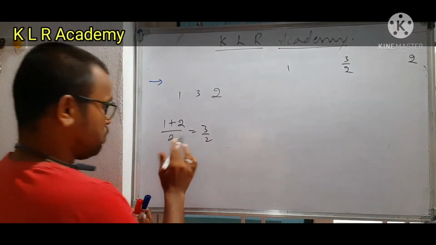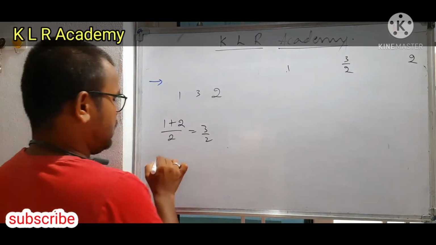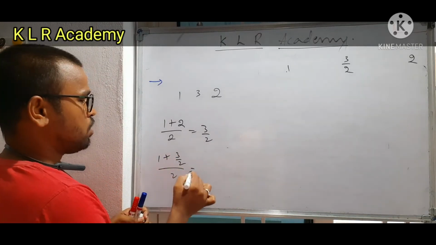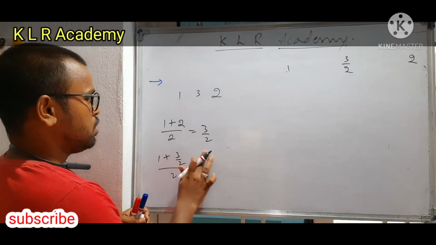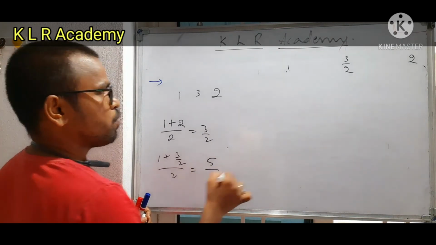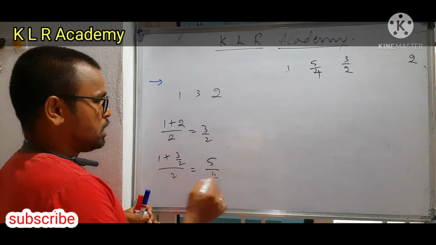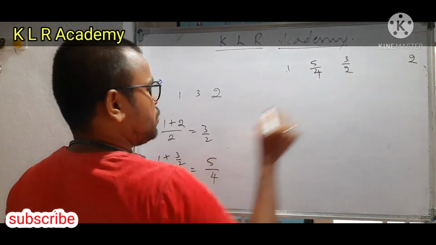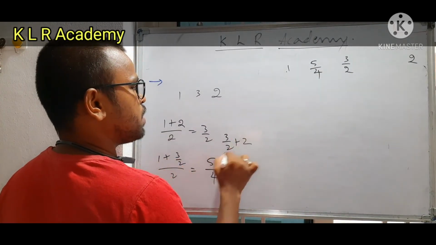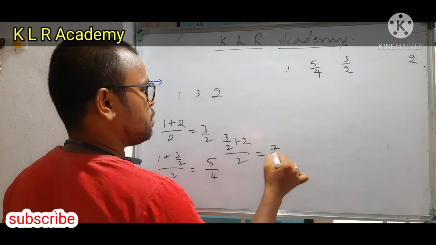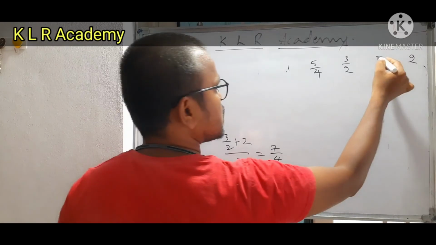Right, fine. Next, (1 + 3/2)/2. What happens? (2 + 3)/4, that is 5/4. Here is 5/4. Fine. And you can write 3/2 and 2: (3/2 + 2)/2. That is (3 + 4)/4, that is 7/4. You can write here 7/4.